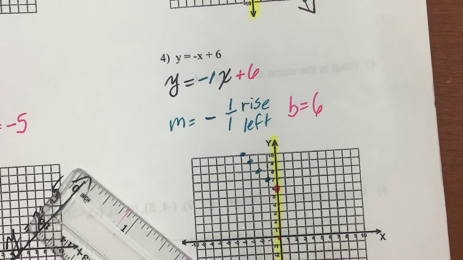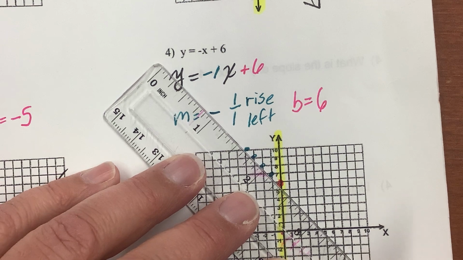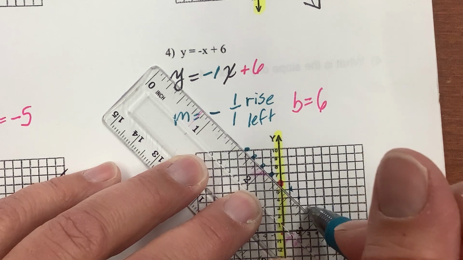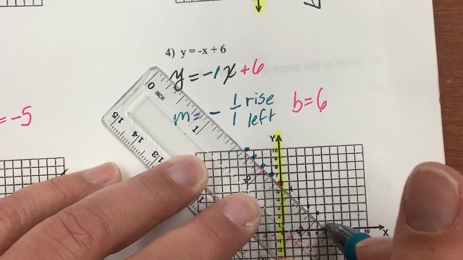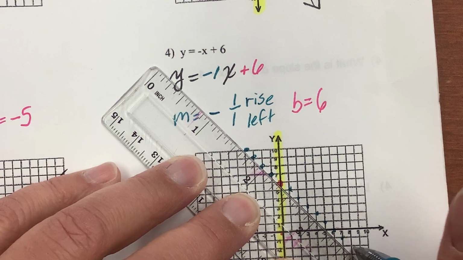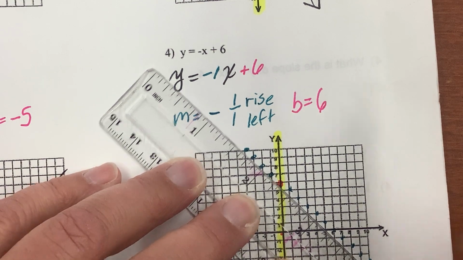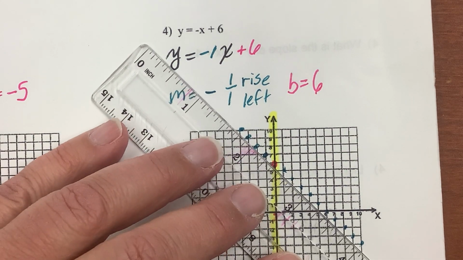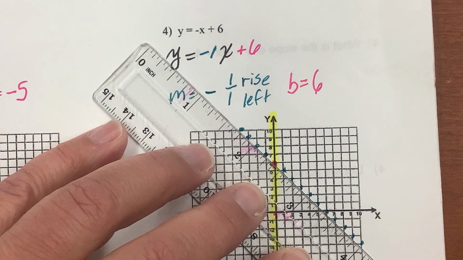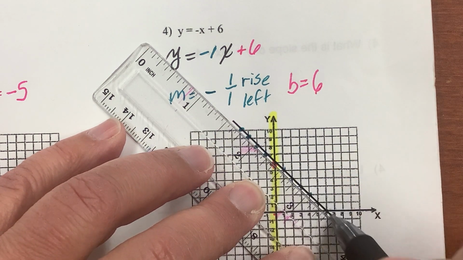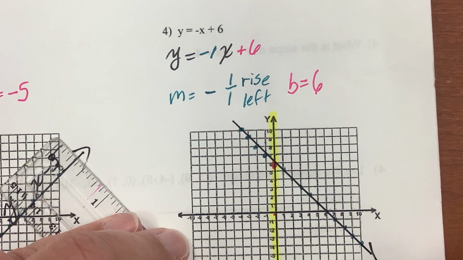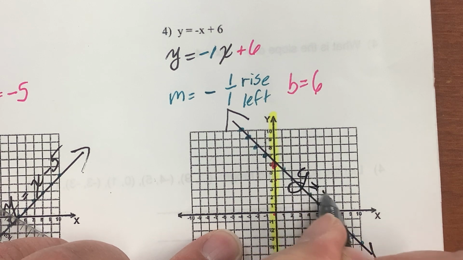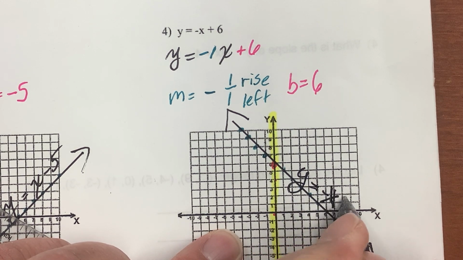But again, I am going to put my ruler along all these points, and I am just going to follow it down, putting some extra points on there. Down 1, right 1. So there's my reverse. Now all my points are in a nice straight line. I'm going to hold my ruler so I can see all those points, because I want my line to connect all of those dots. Arrow on each one, and then y equals negative x plus 6.